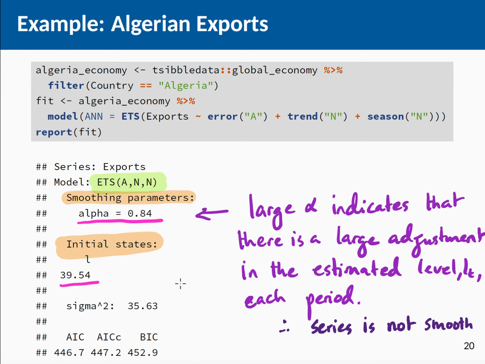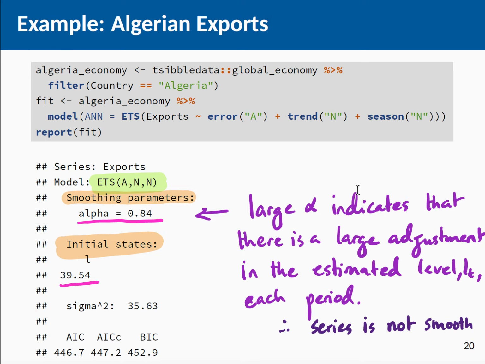So once you look at the output, this is saying that you have estimated an ETS model with additive errors, no trend and no seasonal components. And the smoothing parameters, here there is just one smoothing parameter because we are just looking at the level, and that is alpha equals 0.84. Now a large value of alpha, right? If alpha is 0, then we're not updating the time series at all. If alpha is large, then this is indicating that there is a large adjustment in the estimated level in each period. Okay, so the level is L_t, and that is going to be updated each period.